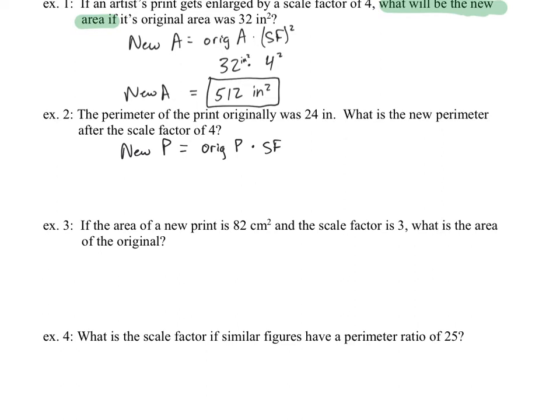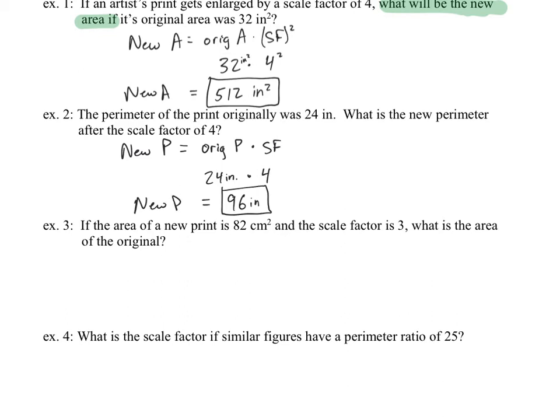So the original perimeter is 24 inches, so I could put that there under original P. And the scale factor is 4, so I put that in there. And there's no squared, so I can just multiply it. And that gives me 96 inches. It's going to be that new perimeter.